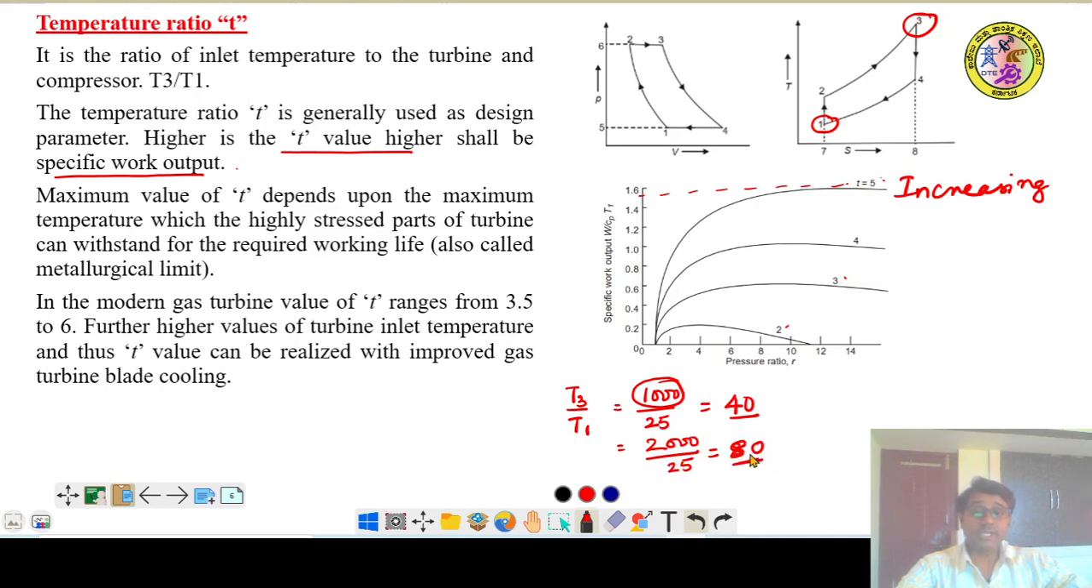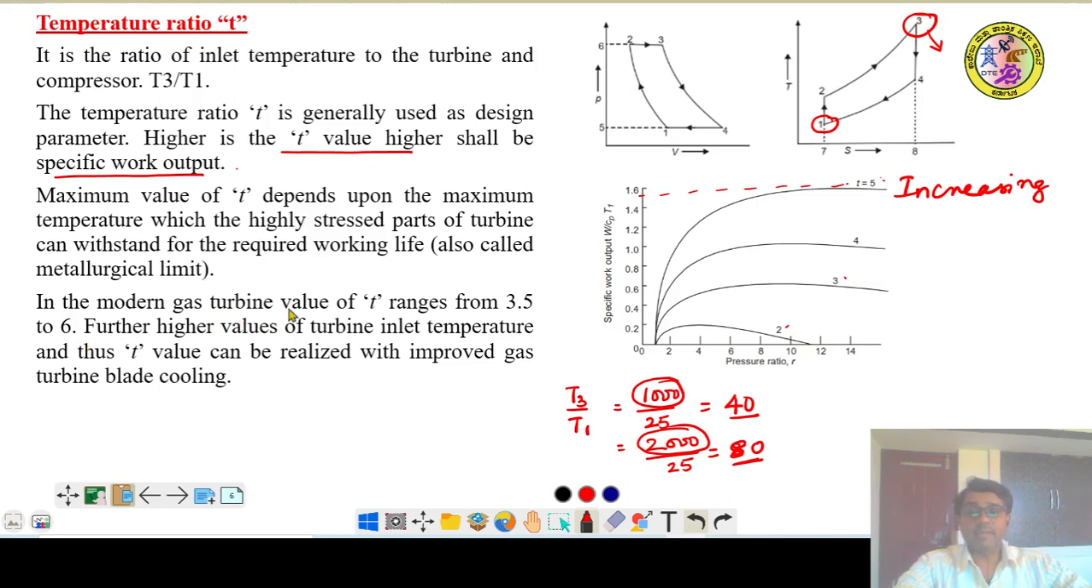So, if the temperature ratio increases, definitely the specific work output will increase. But when T3 temperature is 2000, the turbine material must withstand those stresses and that temperature, which is also an important thing. We cannot simply increase it. If it is increased to 4000 degrees Kelvin, we should think whether the turbine is going to withstand the temperature or not. The materials used must withstand those thermal stresses. That is also an important thing.